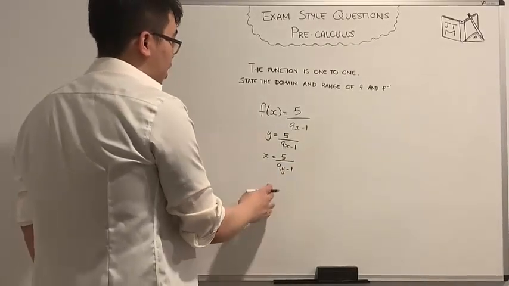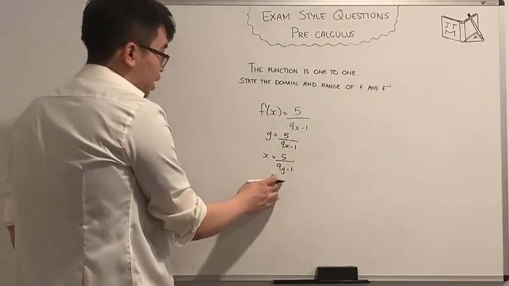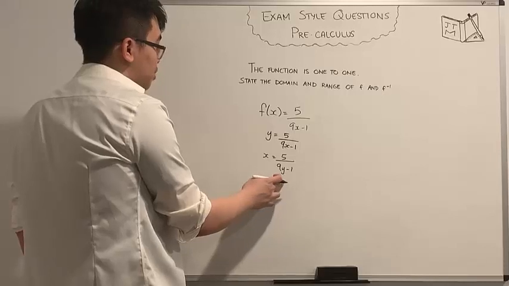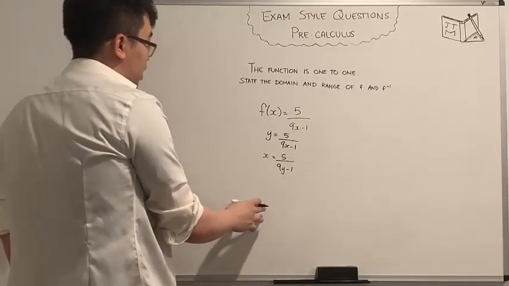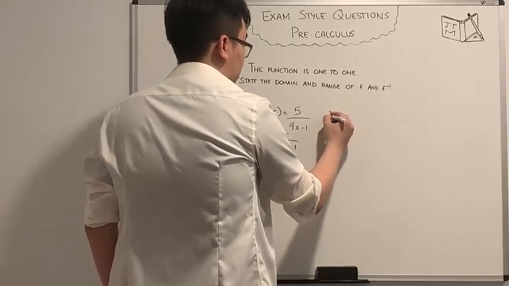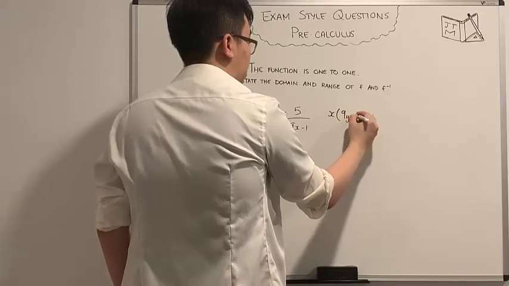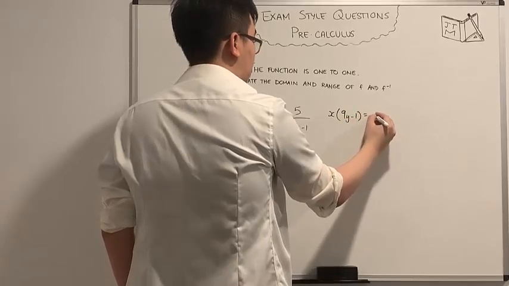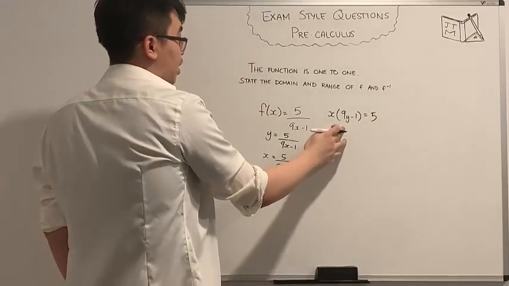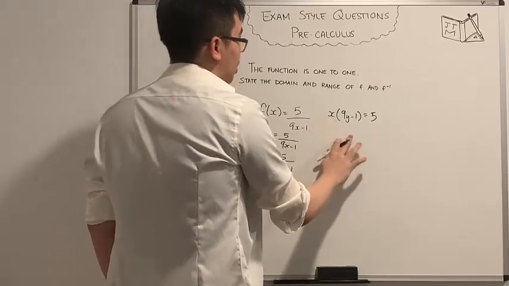Then we're going to try and find y on its own. So first thing I'm going to do, because the y is in the denominator, I want to get rid of that. So I'm going to multiply both sides by 9y minus 1 here. So that's going to be x times 9y minus 1 equals 5.